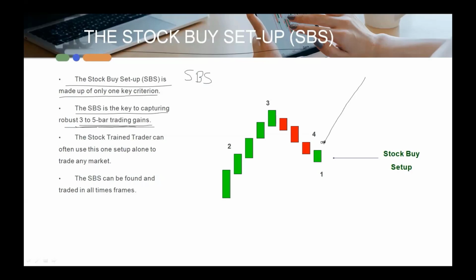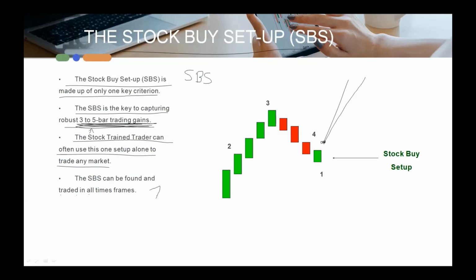It might take more than 3 to 5 bars, of course. Not everything is picture perfect, but that's fine. Just because we get into a stock or a trade doesn't mean it's going to go just for us, so it might take more than that. But this is just a general rule. The stock trader can often use this one setup alone to trade any market. The stock buy setup can be found and traded on all time frames.